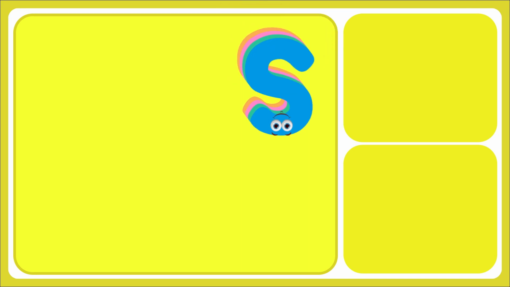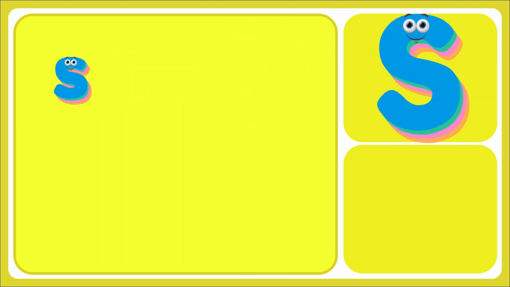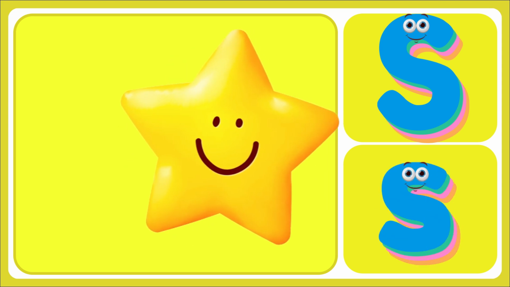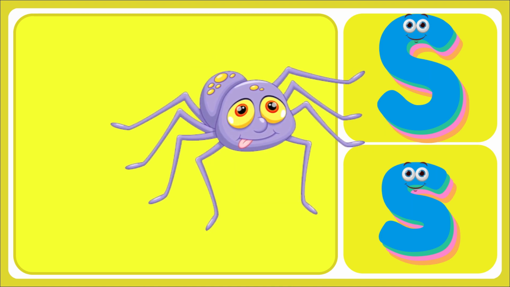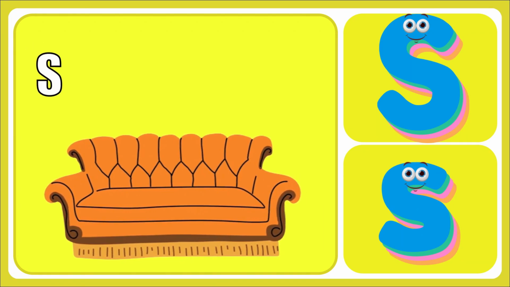Today we will learn alphabets and their sounds. Have you ever seen the letter S? Hi, I am letter S. And my sound is sa, sa, sa. And the words that start with me are star, sa, sa, star. Spider, sa, sa, spider. Sofa, sa, sa, sofa.